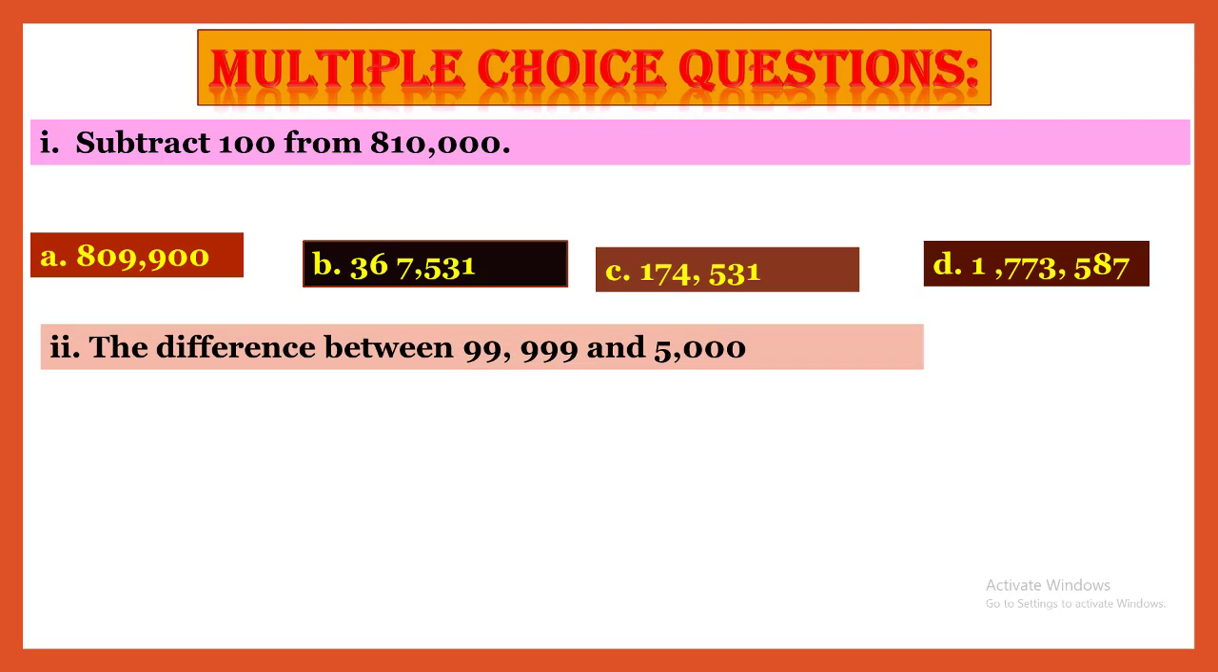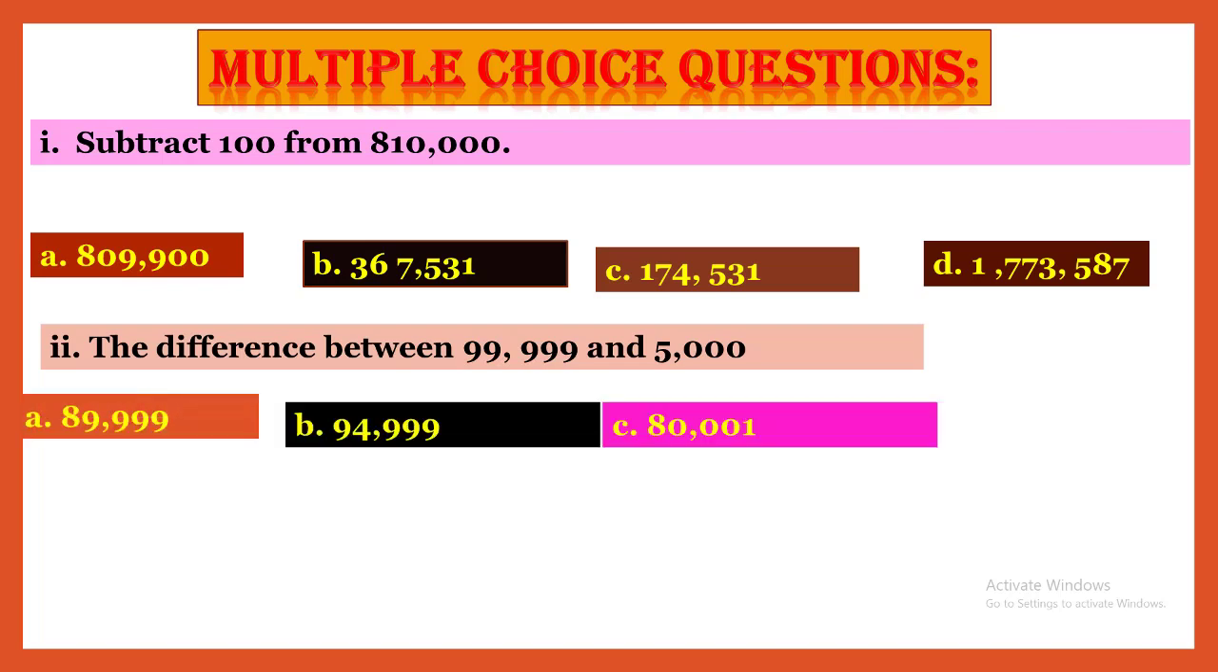Second one, you have to find the difference between 99,999 and 5,000. Hurry up, solve it very carefully. Your first option is 89,999. Second one, 94,999. Third one is 80,001. And the last one is 8,000.